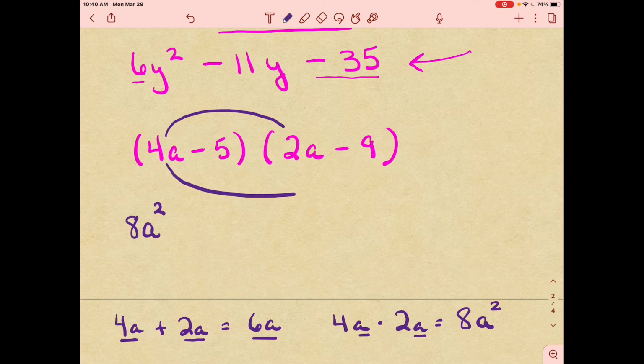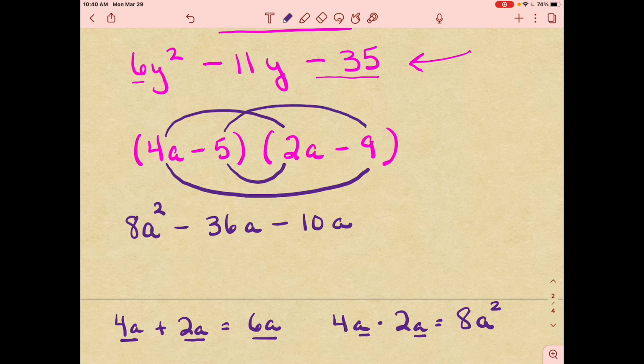Let's do our outer. First outer, this will be negative 36a. 4 times negative 9, and then a doesn't have any other a's, so we still have just a. That was our outer, and here's our inner. Negative 5 times 2a is negative 10a. And then last, negative 5 times negative 9. Negative times negative is a positive. 5 times 9 is 45.